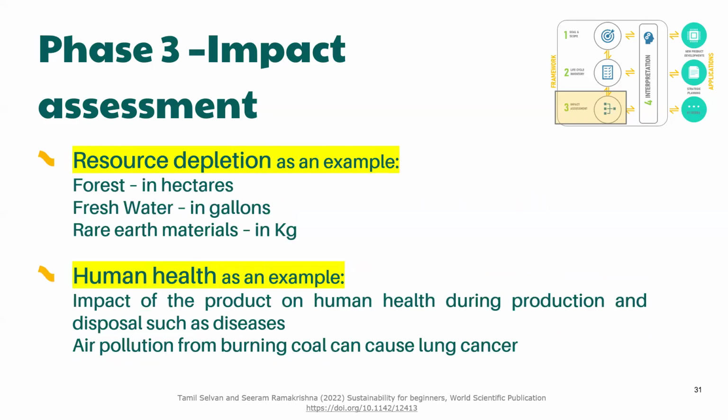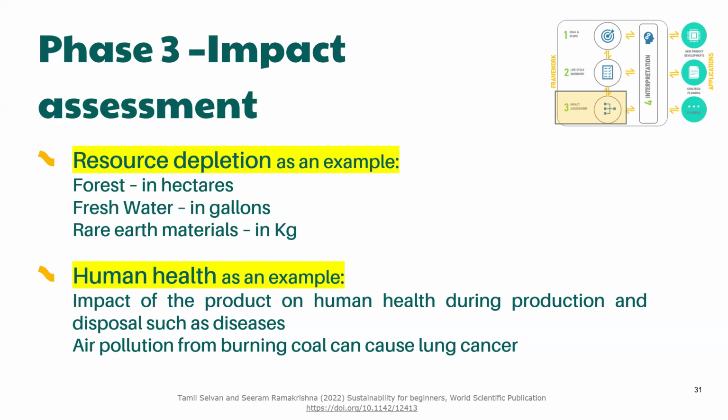So the idea of impact assessment is basically you have to quantify the outcome of your selected category. For example, in the midpoint method, we have taken resource depletion as an example. Using this method, you can calculate various aspects such as the amount of forest land in hectares that has been transformed, or the volume of water in gallons or liters that has been consumed, or the quantity of rare earth materials that have been utilized in your product.